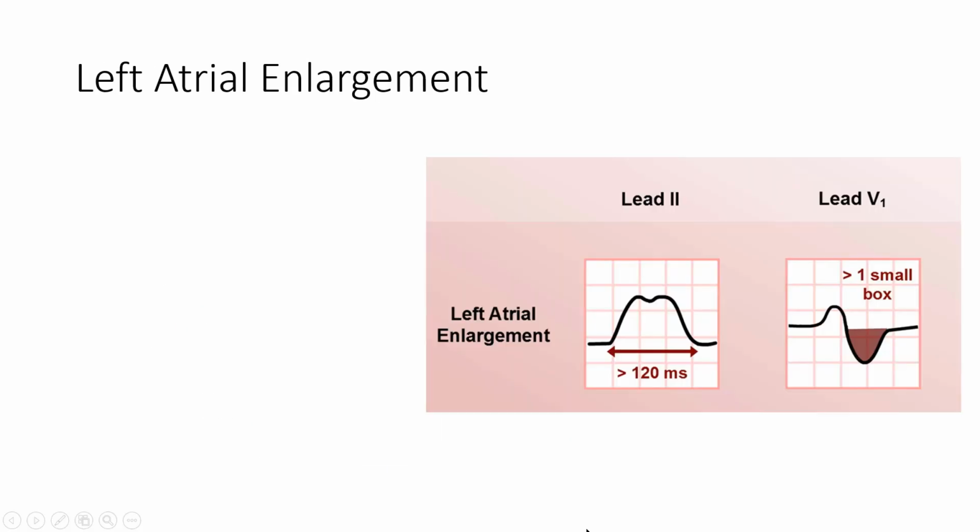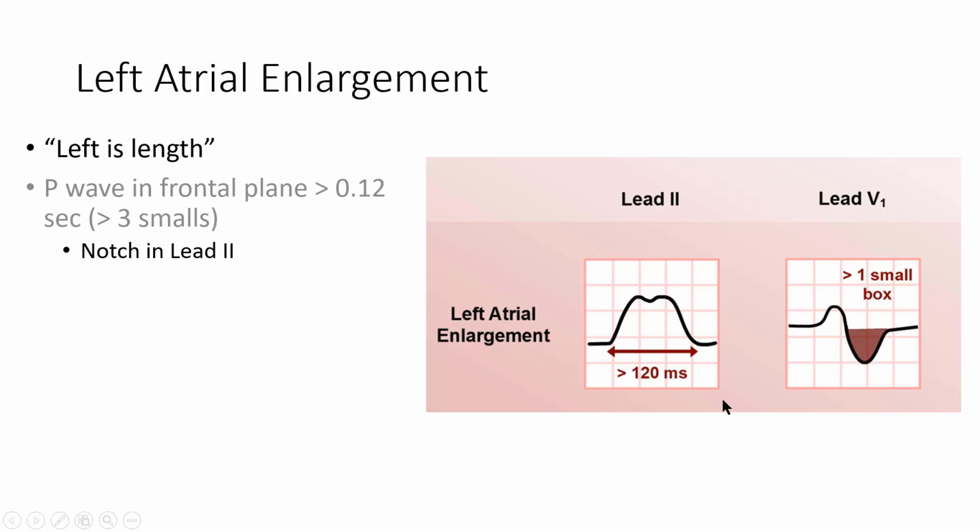For left atrial enlargement, it's helpful to remember that left is length. If we look at lead 2, we can see that because the increased left atrium has become bigger in size and therefore will take longer to depolarize and therefore longer to draw its wave, it's created not a single unified P wave, but this humped creature. You can see that this second component is consequently going to increase the width of the P wave to greater than 3 small boxes.